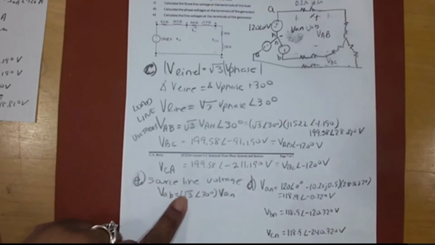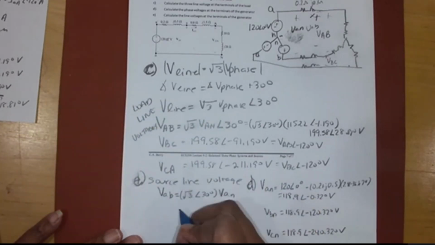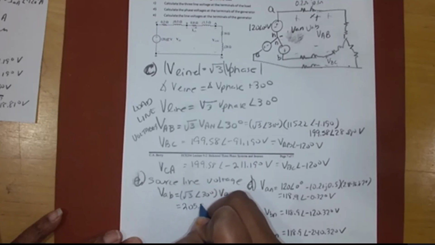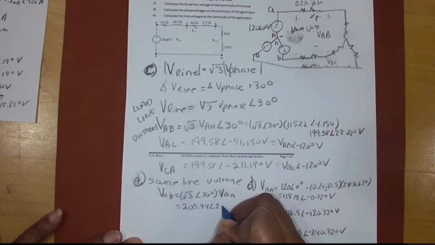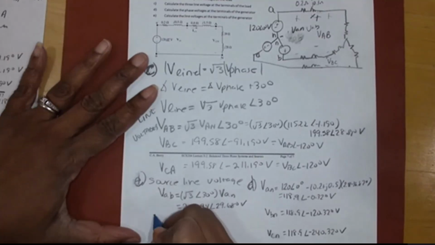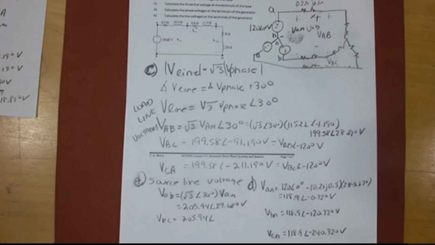So then VAB is the square root of 3 times 118.9, and you add 30 degrees to the angle of negative 0.32. So VAB is 205.94 with an angle of 29.68 degrees. You take VAN, multiply the magnitude by the square root of 3, and add 30 degrees to the angle. And you could keep doing that, or you can just delay that one to find BC and CA. So VBC is the same magnitude, but you delay by 120 degrees.